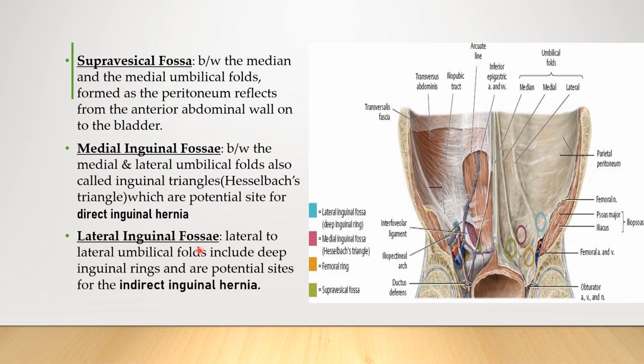So the lateral inguinal fossa is lateral to the lateral umbilical fold, and that includes the deep inguinal ring and is the potential site for the indirect inguinal hernia. So students, this is the lateral umbilical fold, and the fossa or the depression lateral to this is known as the lateral inguinal fossa. This area includes the deep inguinal ring, that was the gap in fascia transversalis, and the hernia that will be protruding through it is known as the indirect inguinal hernia.